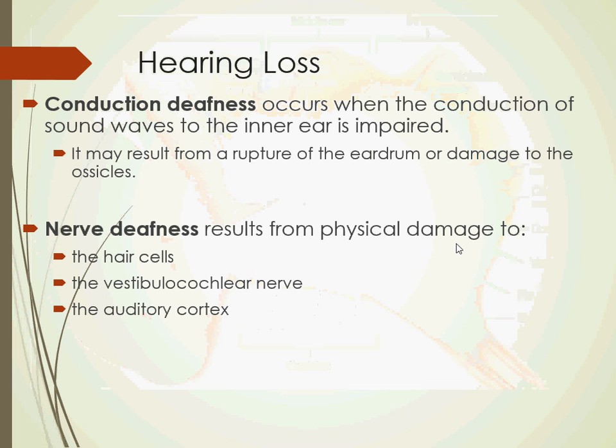Hearing loss is one of the main problems that you might find with the ears. There are 2 main types. You have conduction deafness, where the conduction of sound waves to the inner ear is impaired. That can be like if you rupture your eardrum, or you hurt the bones, the ossicles.